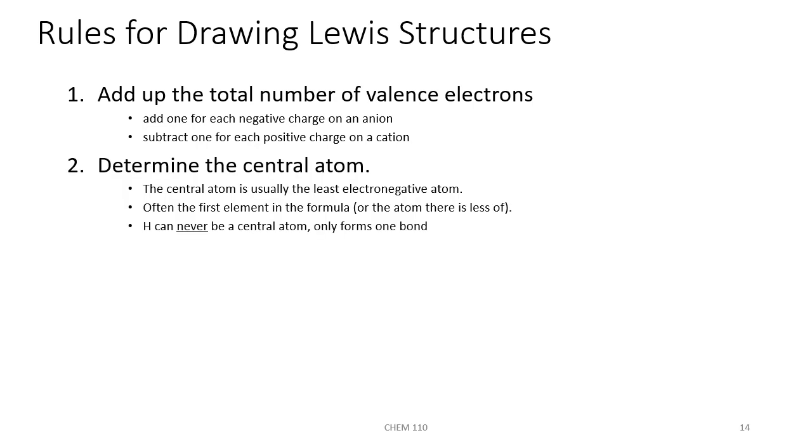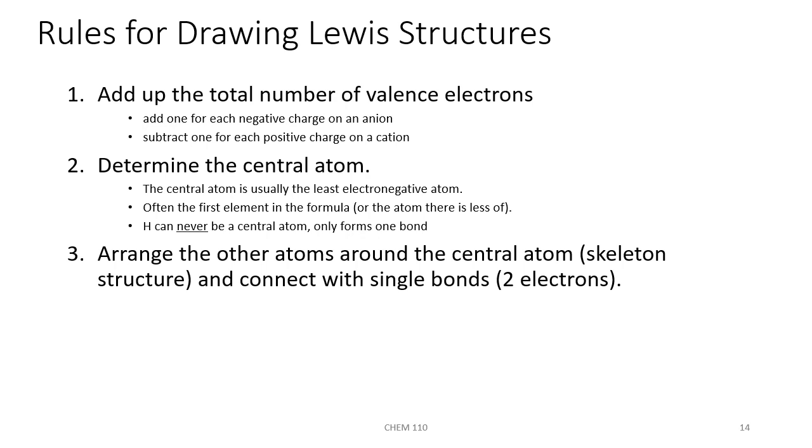Determine the central atom. The central atom is usually the least electronegative atom. Often the first element in a chemical formula is the central atom, or it could be the atom that there is less thereof in the formula. Hydrogen can never be a central atom. Hydrogen only forms one bond.